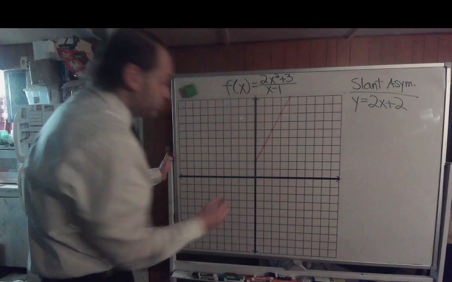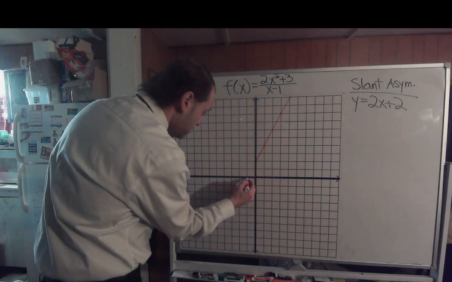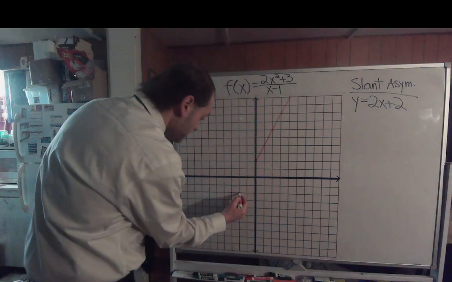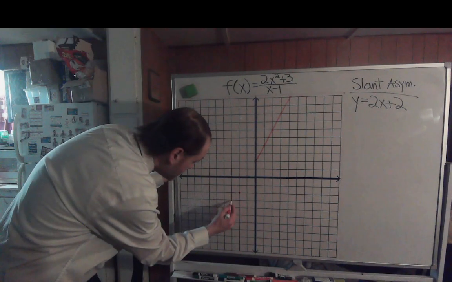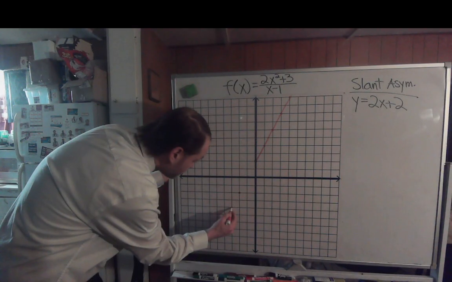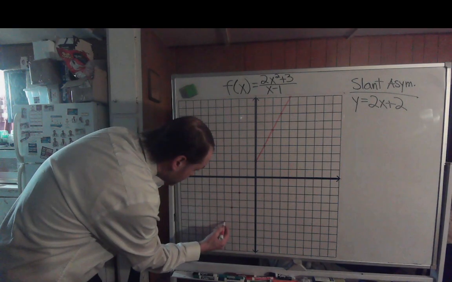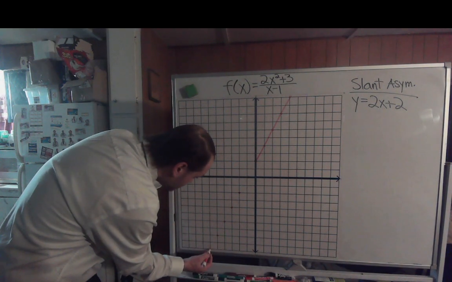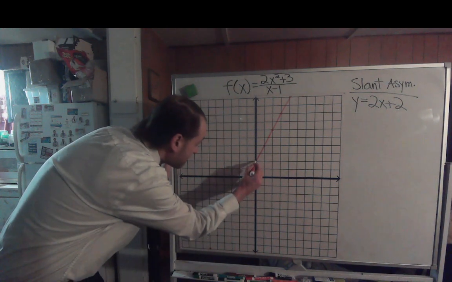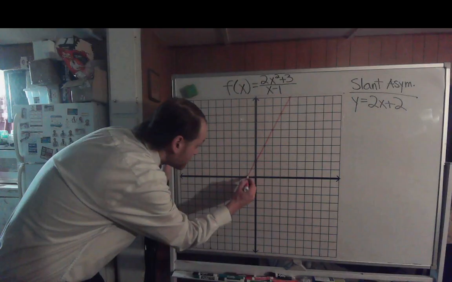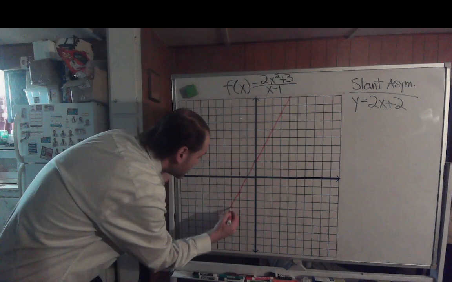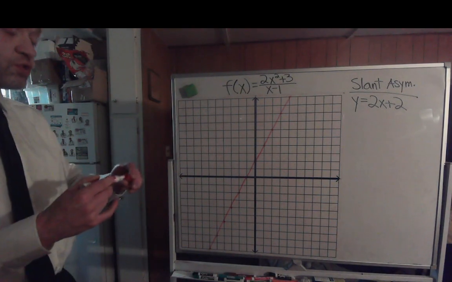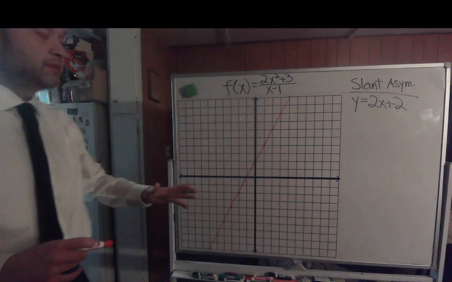Let's see, x equals -1 would give you 0. -2 would give you -2. -3 would give you -4. -4 would give you -6. -5 would give you -8. -6 would give you -10. So that looks crazy, but this is your slant asymptote, okay?